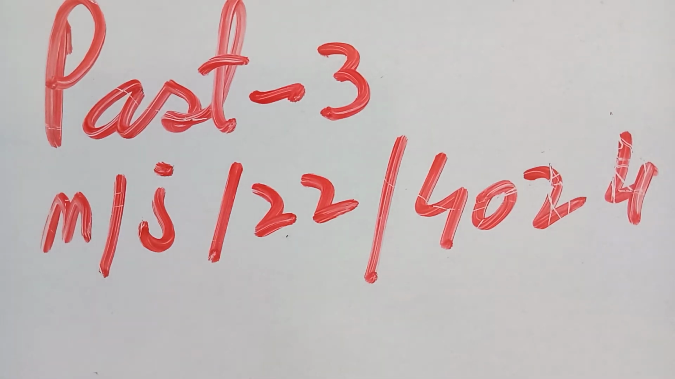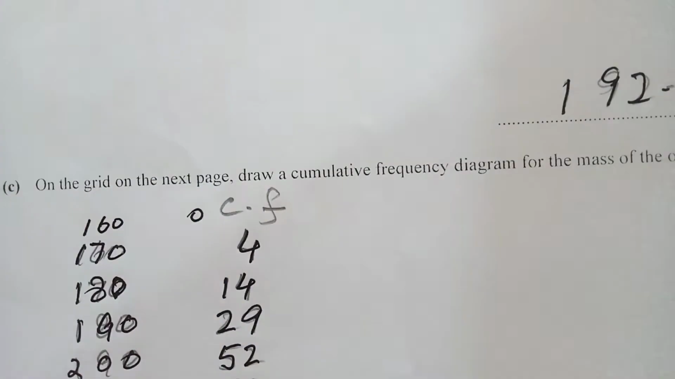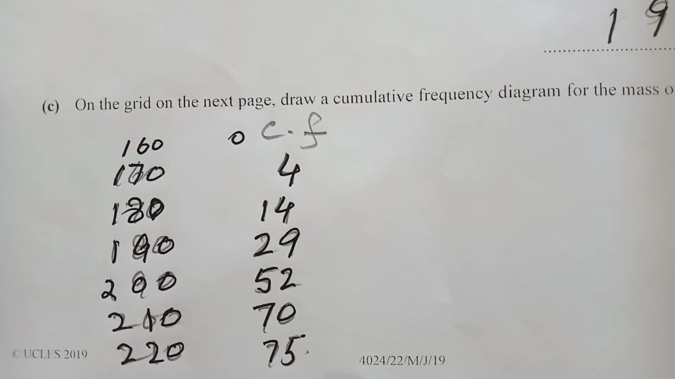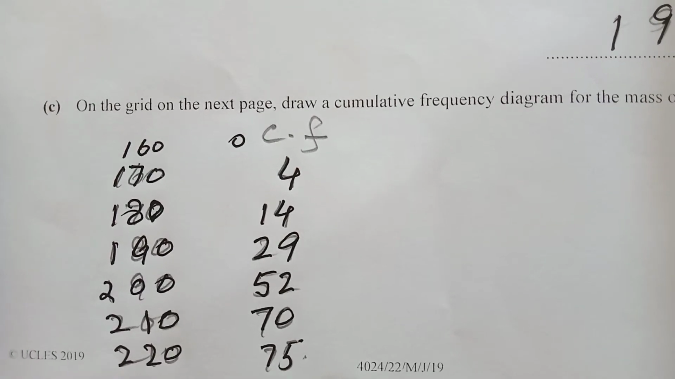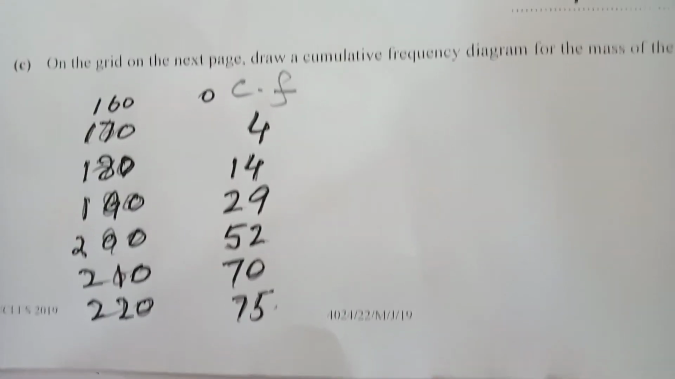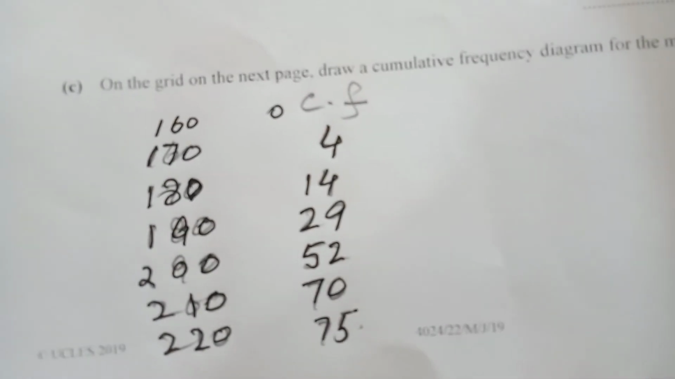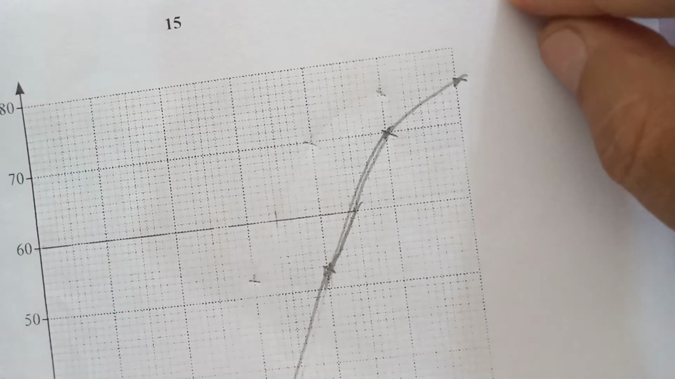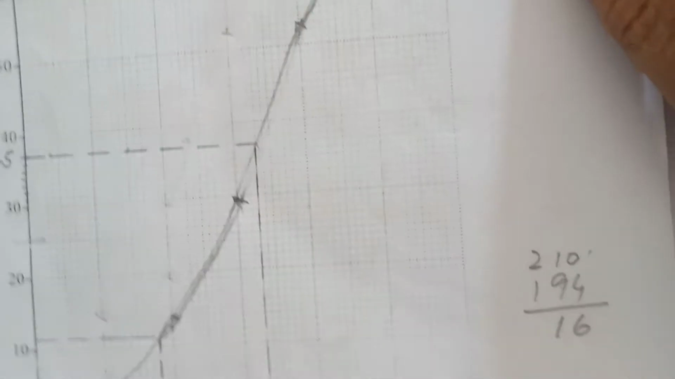Now the next part of this question, the C part. In the C part, he is asking to plot the cumulative frequency curve. So I have calculated the cumulative frequency: 160 upper is 0 and 170 will be 4, and you can see the whole cumulative frequency in this part, and I have plotted this curve on this sheet under the grid.